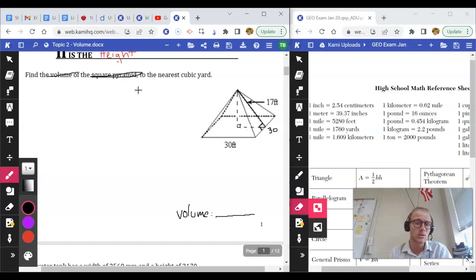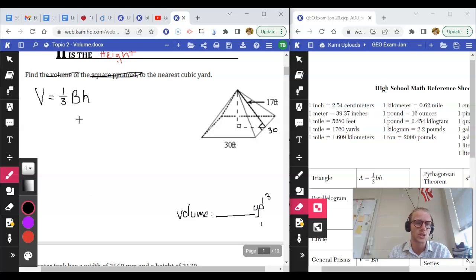It's also a pyramid though. That's another piece of information. The volume of a pyramid is 1/3 the area of the base times the height. And then lastly, nearest cubic yard. So we know that we're going to have to round it to a whole number at the end, and our unit is going to be yards cubed. Now, if we're looking at our picture, though, we've got feet. So we know that we're going to have to do a conversion. Okay, let's get into it.